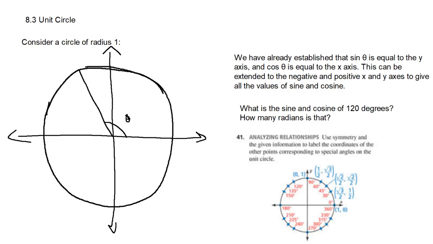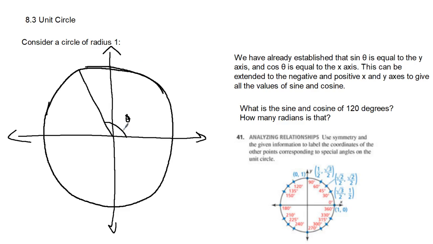What is up, everybody? Welcome to 8.3, the unit circle. Now, we've seen that the unit circle can do a lot of things for us. For example, it can let us calculate the sines and cosines of angles that are higher than 360 degrees or lower than 0 degrees, right?